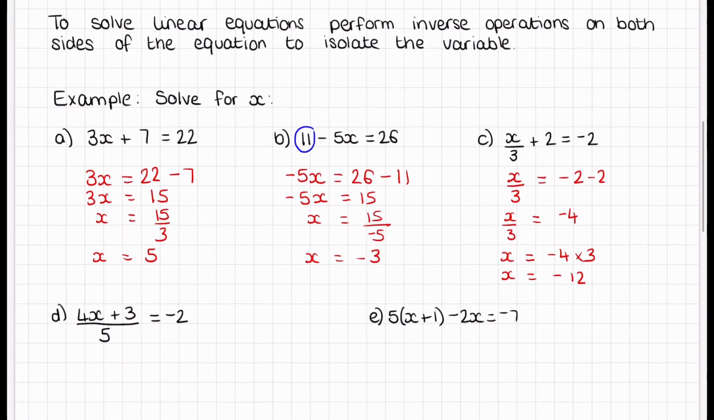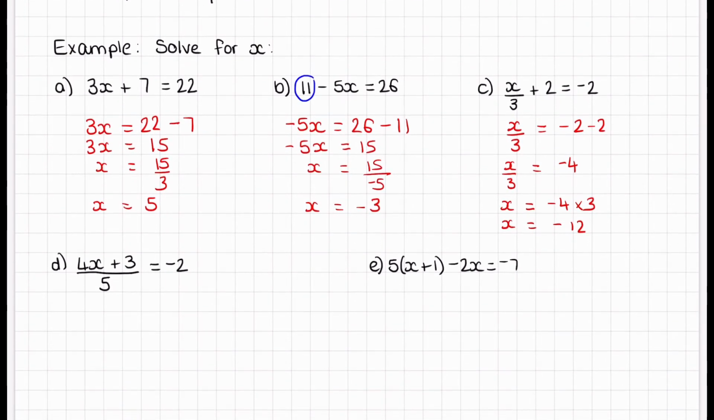With D, we've got 4x plus 3 divided by 5 equals negative 2. Now because the 4x plus 3 is all divided by 5, we can't get rid of the plus 3 first because that's divided by 5 too. So what we need to do is actually get rid of the divide by 5 first, which we'll have to times by 5 to both sides. Now we've got rid of that divide by 5, we can get rid of the plus 3. So we're going to minus 3.